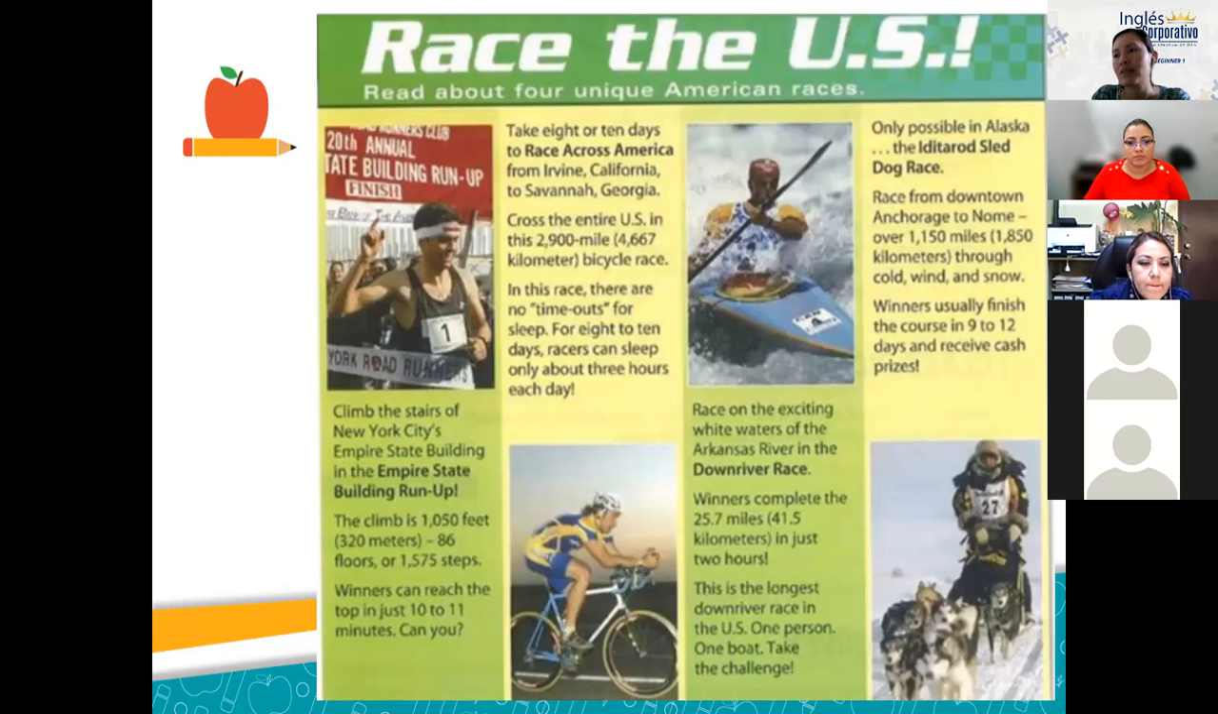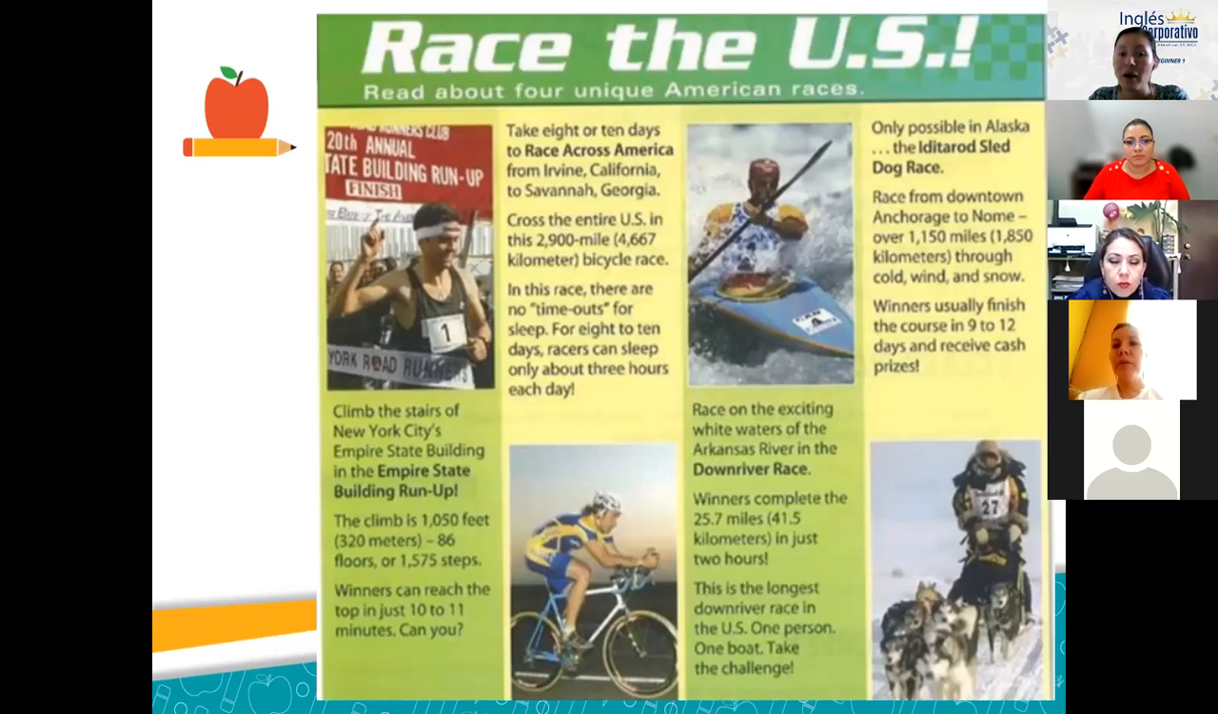Recuérdense que race tiene otro significado, ¿verdad? Bueno, acá en el contexto en el que la tenemos, pues es una carrera, una competencia, ¿verdad? ¿Vale? Pero ya en otro contexto, race se usa también cuando hablamos de contexto cultural. Ok, any other word that probably you don't know?